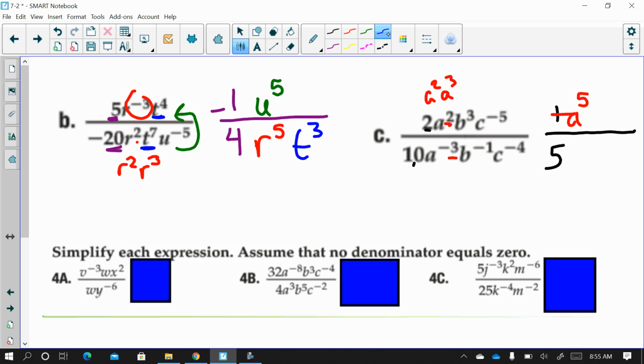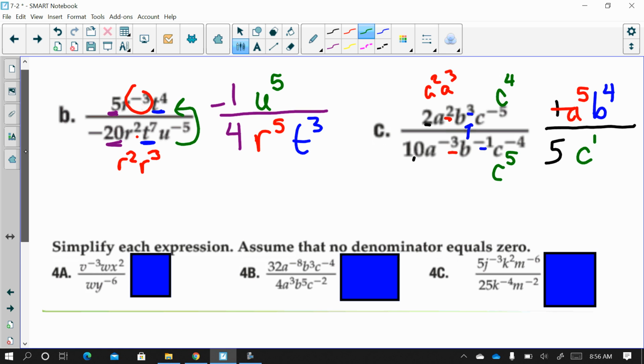Okay, look at my b's. B cubed, b to the negative 1. That one comes up, so 3 plus 1 gives me b to the 4th. Okay, if I look at my c's, I have c to the negative 5. I don't like that. Comes to the bottom. C to the negative 4. We don't like that. C to the 4th comes to the top. Now I can do my subtraction rule. 5 minus 4 gives me 1. So I started on the bottom, so c to the 1st stays in the bottom.